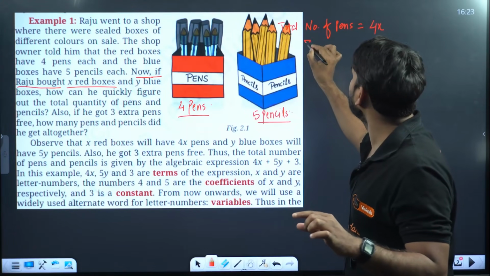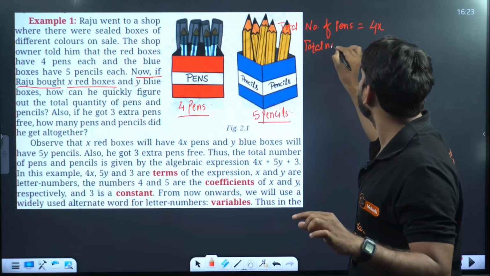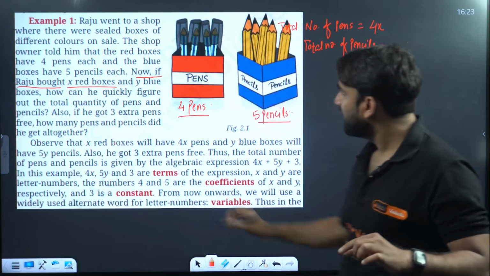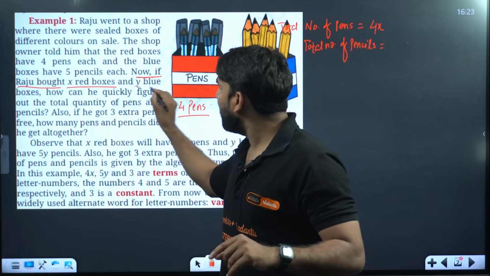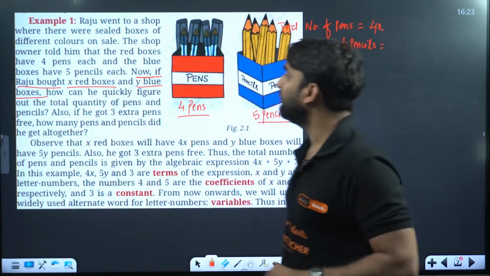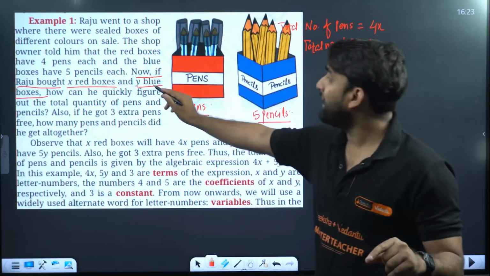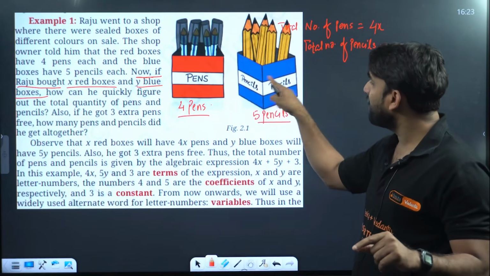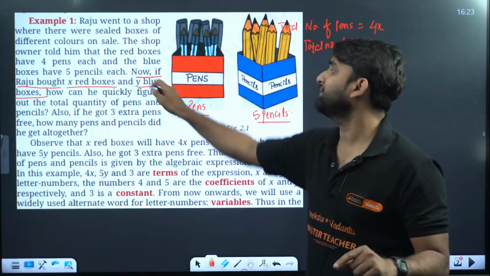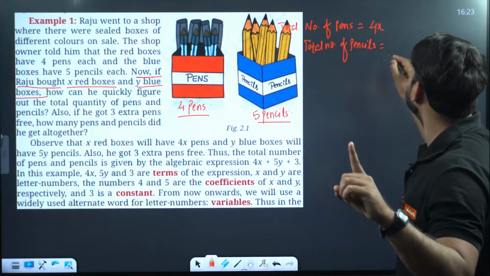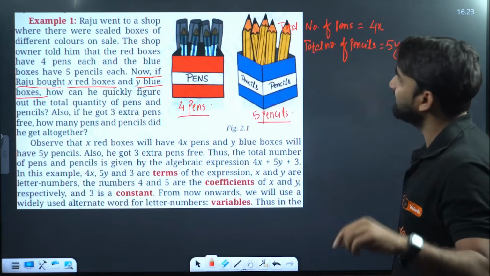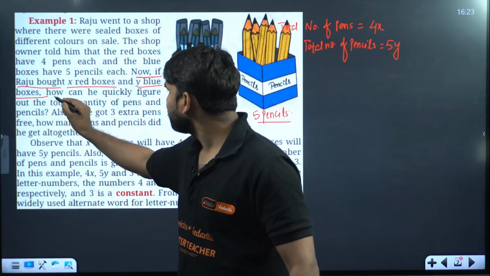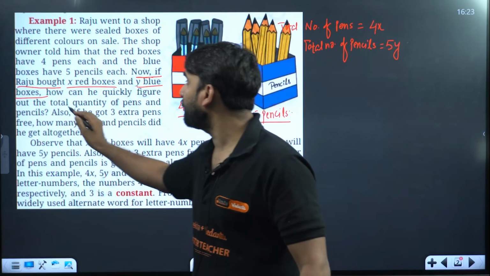Now if I move to the total number of pencils, and Y blue boxes. How many blue boxes has he bought? Y blue boxes. And how many pencils does a blue box have? A blue box contains 5 pencils. And how many boxes did he buy? Y boxes. So the total number of pencils is 5Y.